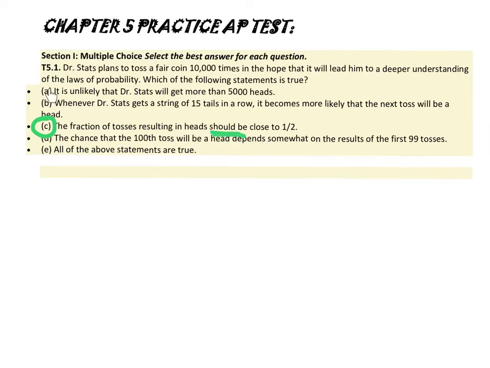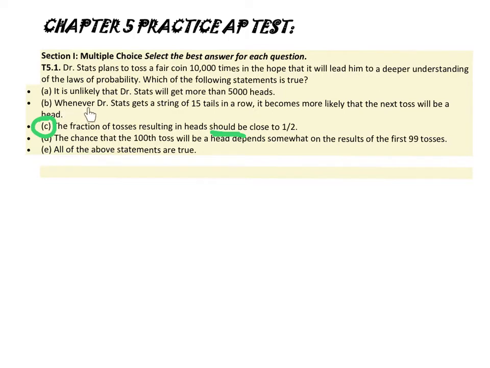So looking at letter A, it says it is unlikely that Dr. Stats will get more than 5,000 heads. This is a false statement, though, because even though we are doing this 10,000 times, which is many, many times, and we know that in theory it will work out to be a 50-50 outcome, it's not unlikely that he will get more. He could get 5,001, so something like that could definitely happen.